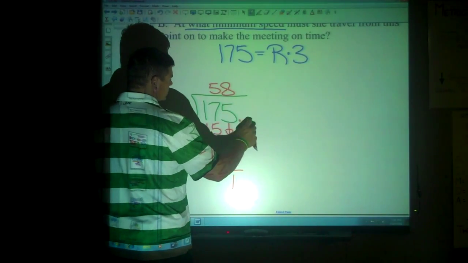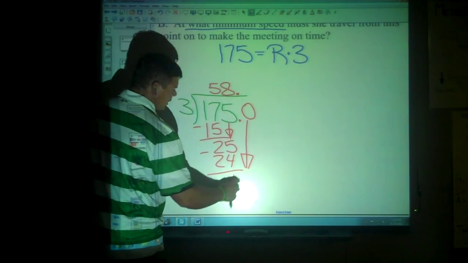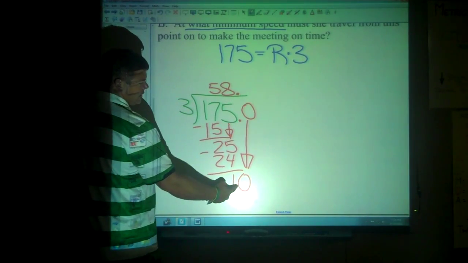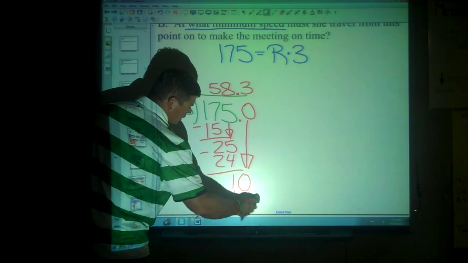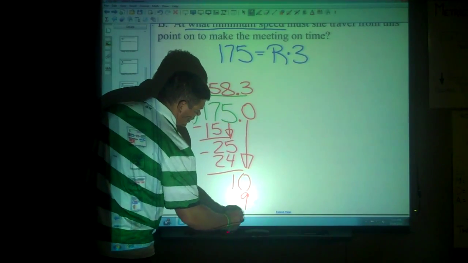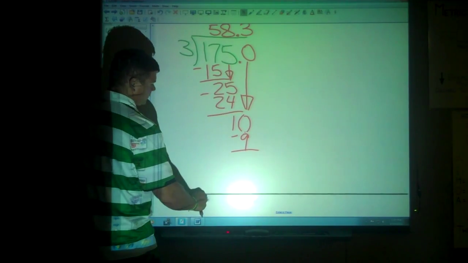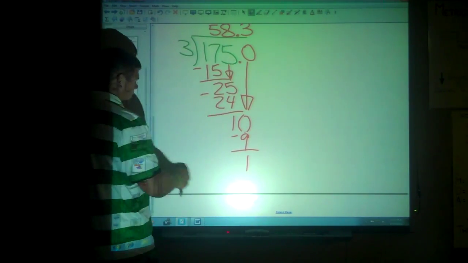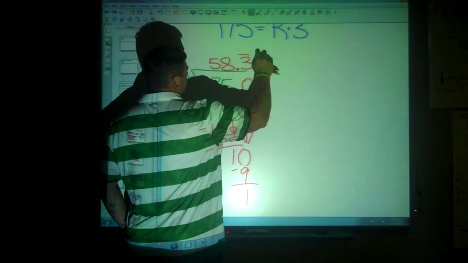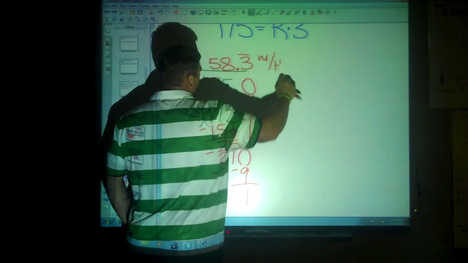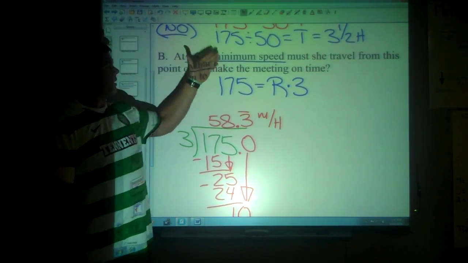And if you want to bring in a decimal, come straight down, and we end up with a decimal right here. That's a 0. 3 goes into 10 exactly 3 times with 1 left over. Oops, 9. And what you'll find is that you're going to repeat this over and over again. Bring down another 0 and you're right back at a 10. So 58.3, with the bar over it, miles per hour, is the speed that she must go if she would like to make the meeting on time.